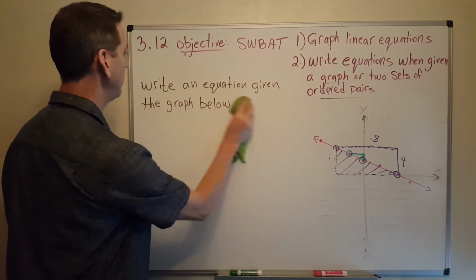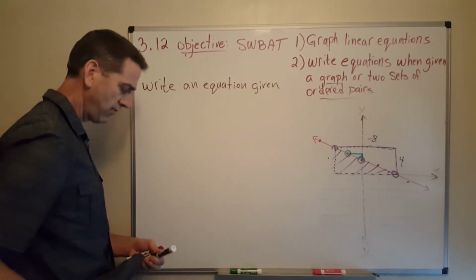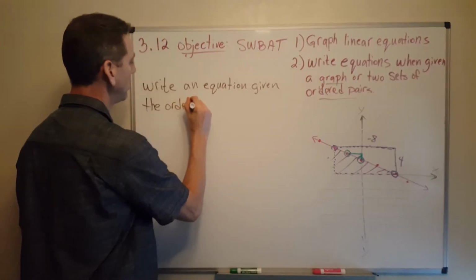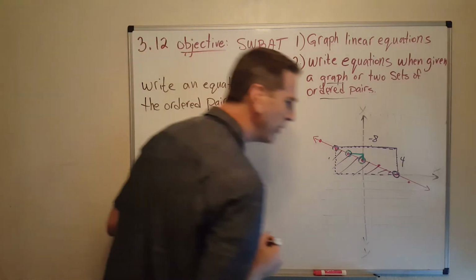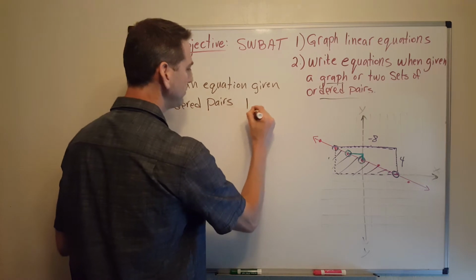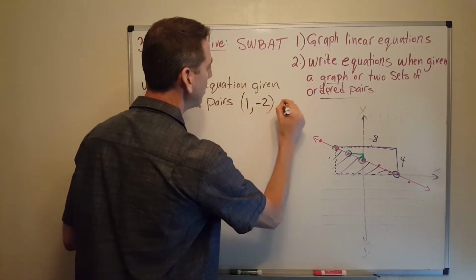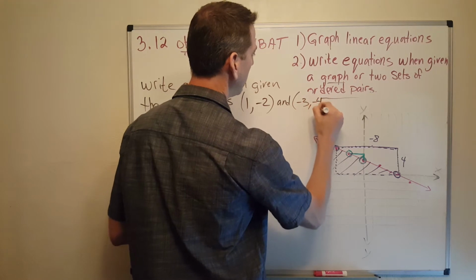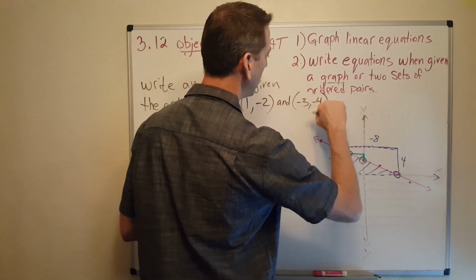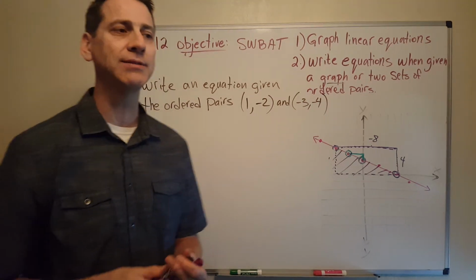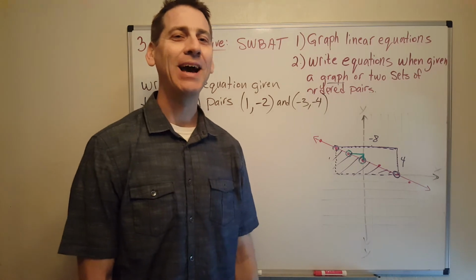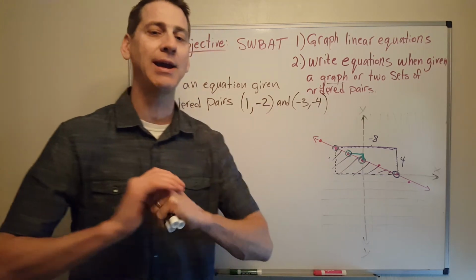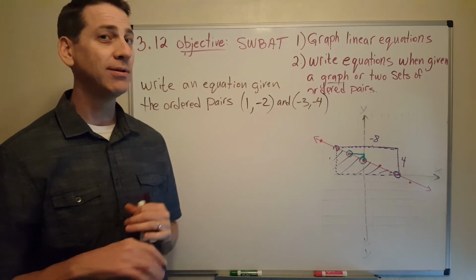So, given the ordered pairs, I'm going to give you (1, -2) and (-3, -4). All right, those are my 2 ordered pairs. And I say, hey, write an equation. I'm not giving you a graph. I'm not giving you the slope. I'm not giving you the y-intercept. All I'm giving you is 2 ordered pairs. Say, hey, find the equation. Is that possible? It is possible.